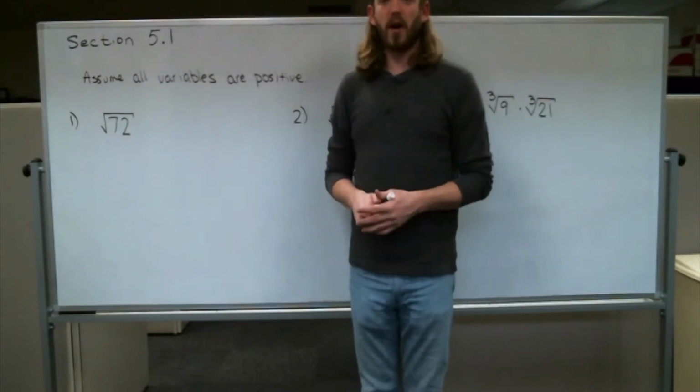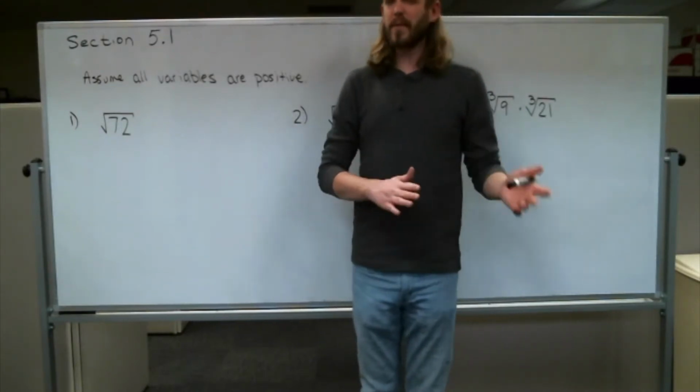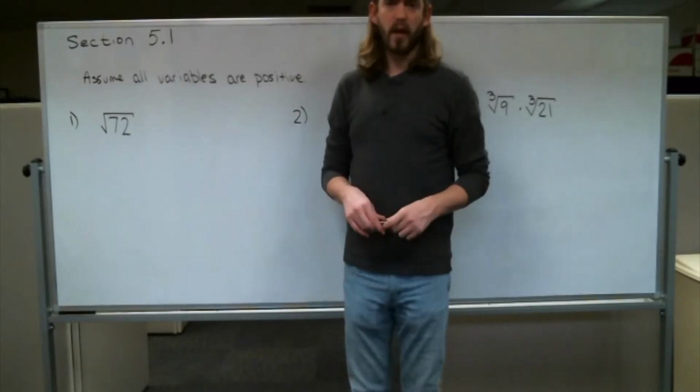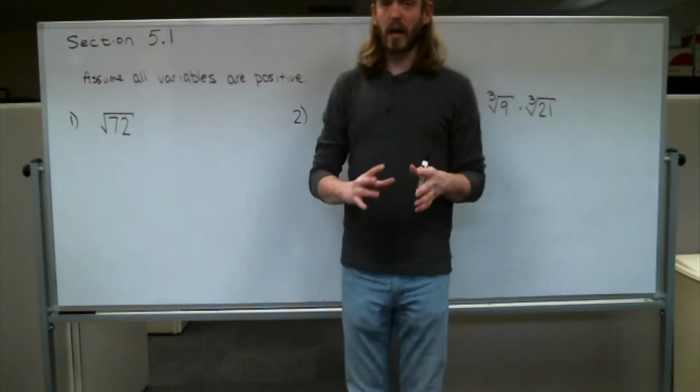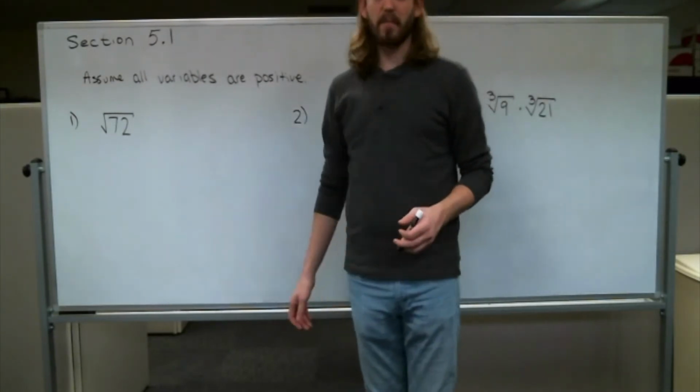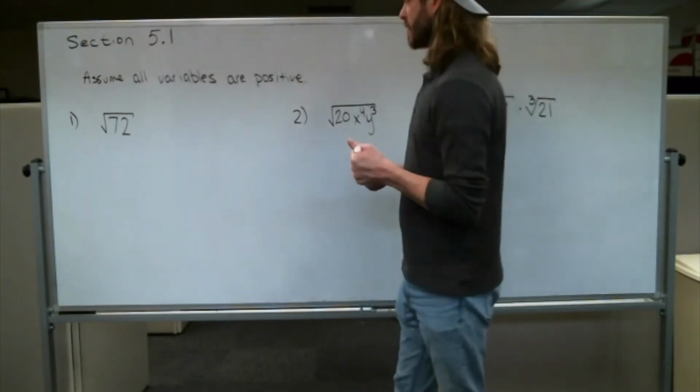So this section is all about simplifying radicals. Now we've done some simplifying of radicals before, way back in chapter 1, but in these they're not going to come out evenly, right? So we're going to talk about how to solve those. So let's start off with example 1. We have the square root of 72.